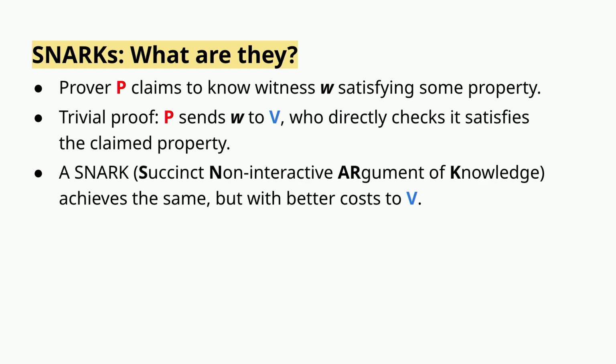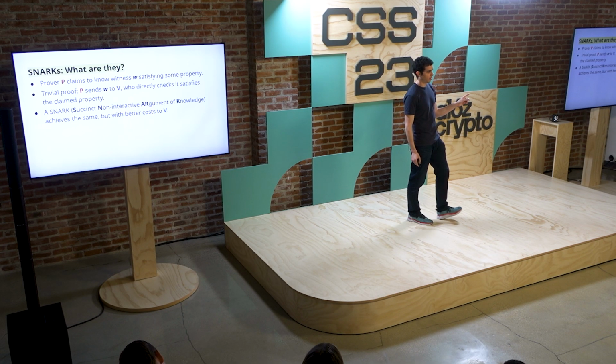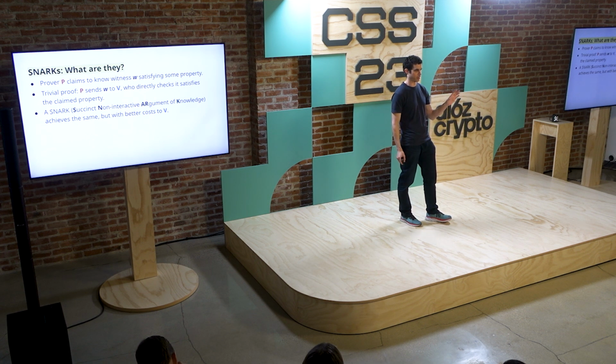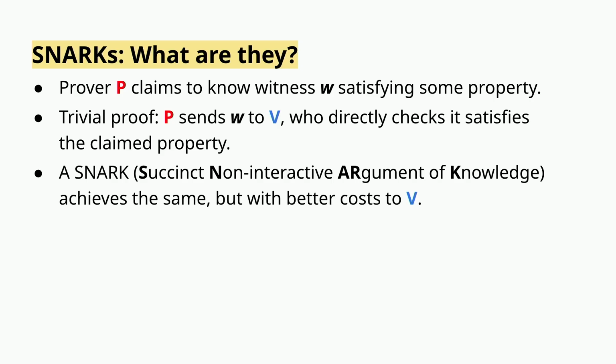Okay, so zero knowledge is about not leaking the secret information to the verifier, and SNARKs are about saving the verifier time and communication relative to checking the secret information directly. Okay, so SNARKs on their own don't care whether the verifier winds up learning stuff about the secret or not. It's all about how efficient the verifier is.